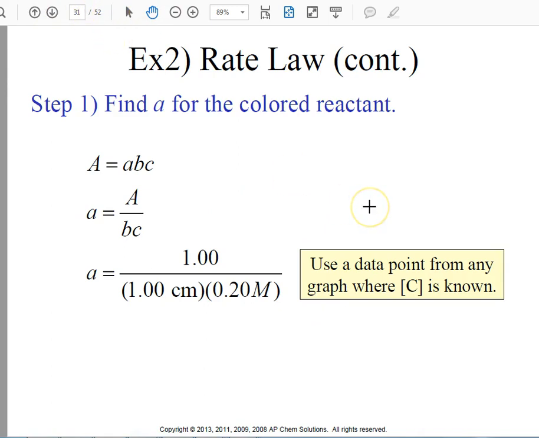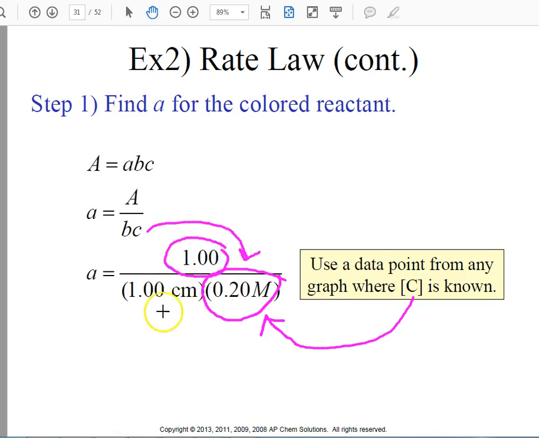You can pull this from any experiment, but at the beginning of experiment 2, we know that our molarity for C, that's the colored reactant, was 0.2. That's our concentration. And then we know that the absorbance at the beginning of experiment 2 was 1. And we know our path length is 1.